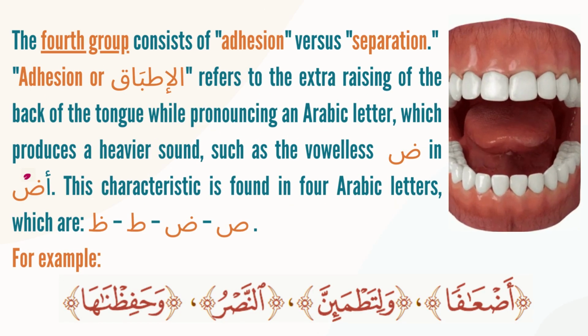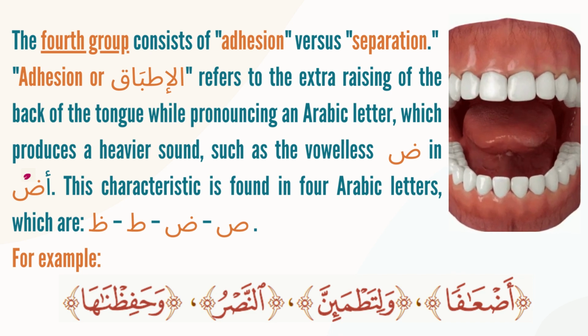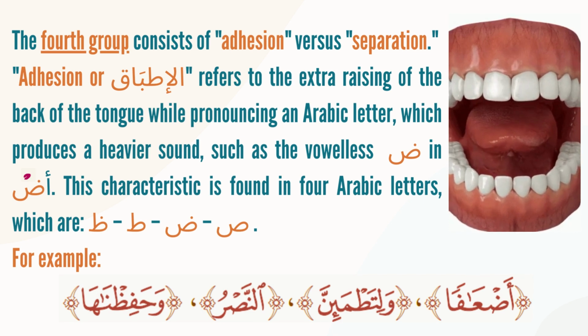Next, the fourth group consists of adhesion versus separation. The adhesion or al-itbaq refers to the extra raising of the back of the tongue while pronouncing an Arabic letter, which produces a heavier sound. It's more heavy than the elevation letter, such as the vowel is ضاد in ad. This characteristic is found in 4 Arabic letters, which are the 2 pairs صاد ضاد and طا ظا.